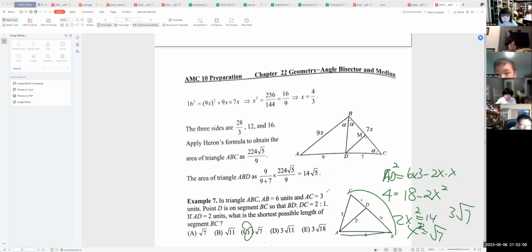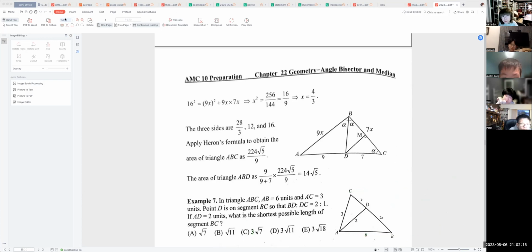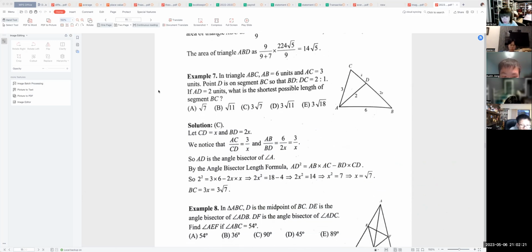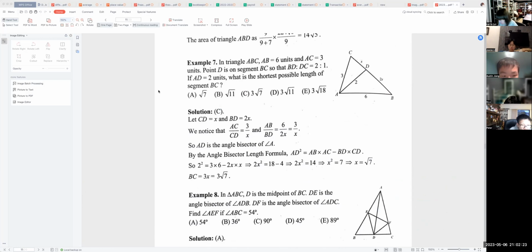The word shortest has no effect here, because you can't make it shorter. There's only one possible answer because AD is determined. If AD is not determined, then there may be different answers. Okay, so let's take a look at example 8.